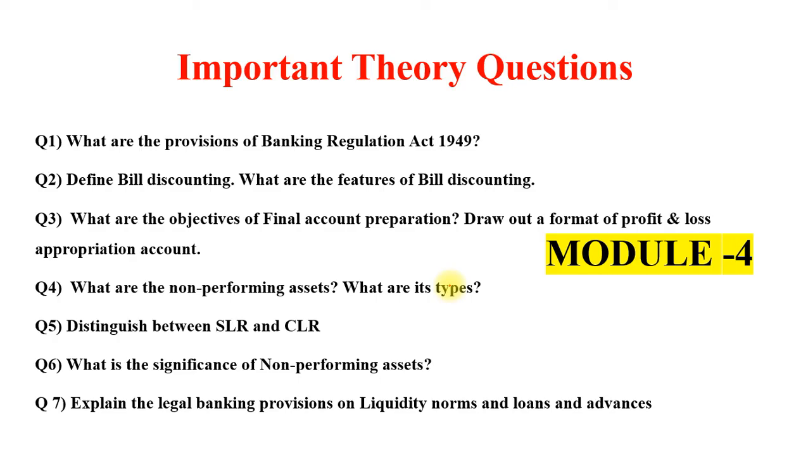Okay, so these are seven topics which are important from your module 4, under which provision of banking regulation is very important. What is discounting and type and its features, the format of final account, the significance of non-performing asset, and distinguish between SLR and CLR. Very important. Okay, that's module number 4.